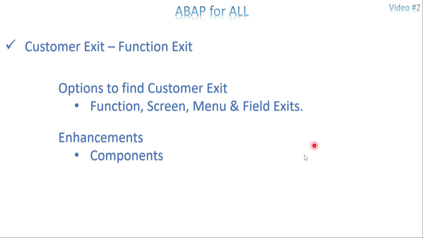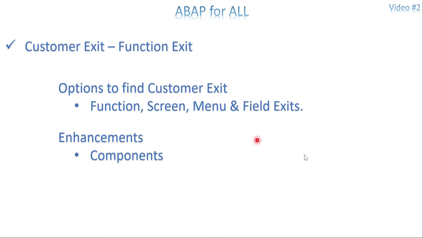Here we're going to see the options for finding a customer exit. Actually, this is not yet the options to find a customer exit. Before that, I want to explain one scenario or some technical terms. Then we go to how to find a customer exit. If it is a customer exit, you have the categories: function, screen, menu, and field exits.